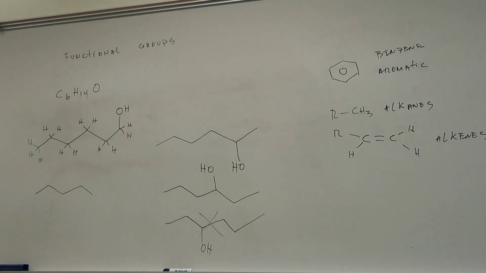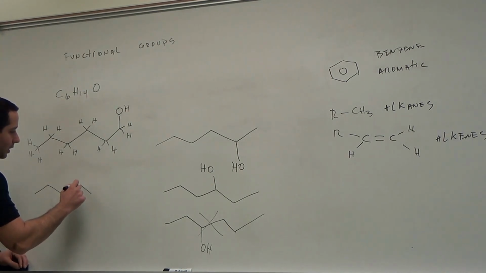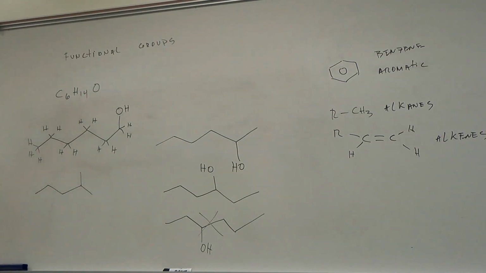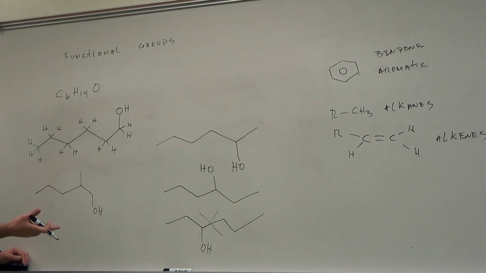So what we do now is we shorten the length of the chain. 1, 2, 3, 4, 5. And then on the second carbon, we'll put a CH3. Yes? And now you put the OH somewhere. Where do you want to put the OH? Middle. Why do you start in the middle?